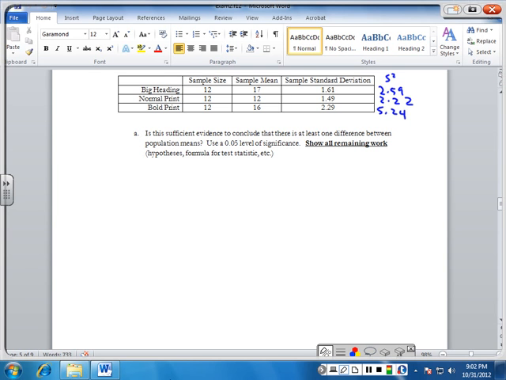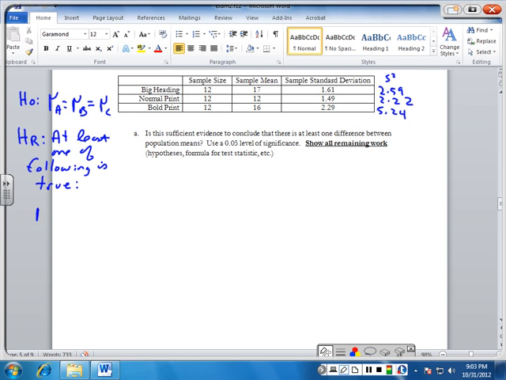But before I do, I want to write my hypotheses. H0 is that the 3 population means are all the same. HA, at least one of the following is true: mu A not equal to mu B, mu A not equal to mu C, mu B not equal to mu C.